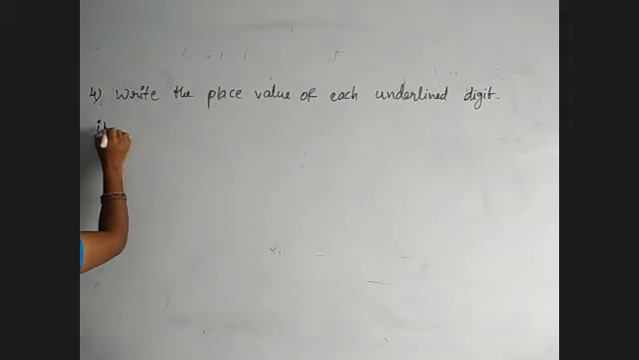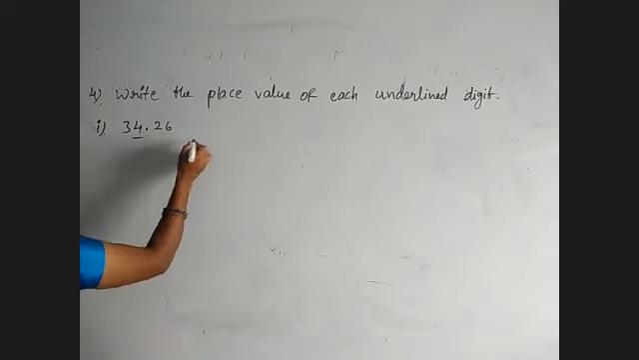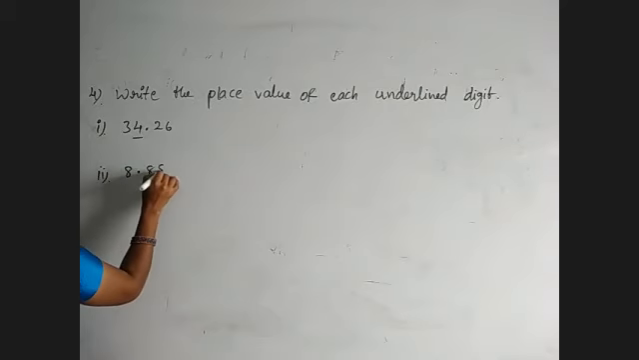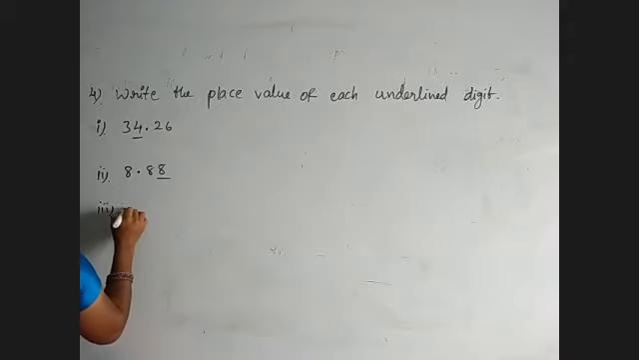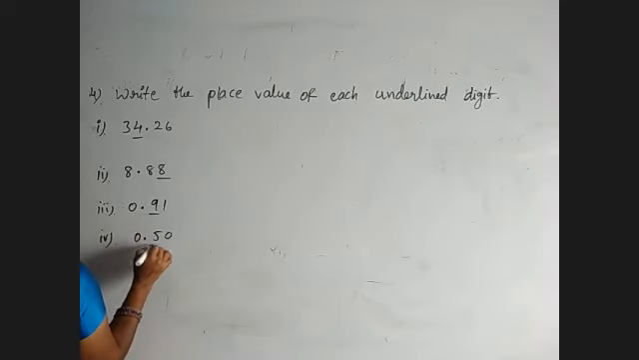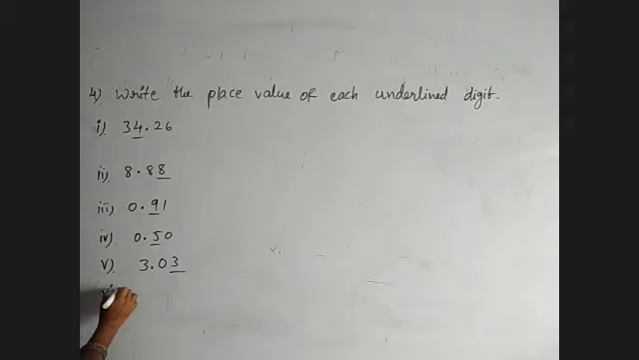First problem is 34.26, and here the underlined digit is 4. Second question is 8.88. Third question is 0.91. Fourth problem is 0.50. Fifth question is 3.03. And the last is 0.74.